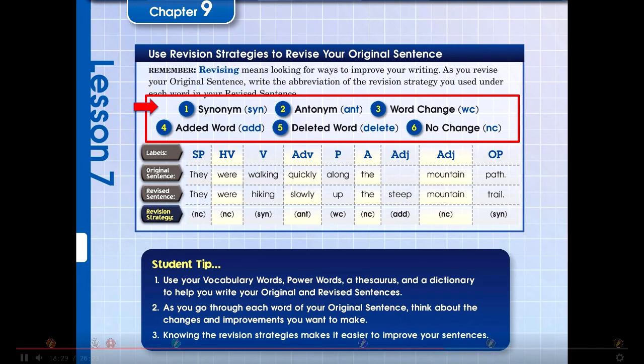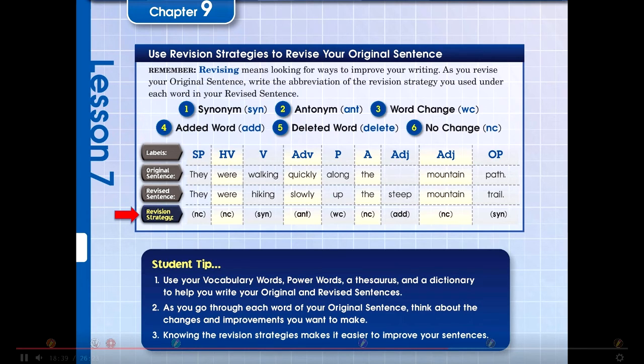These are just some of the ways that you can improve your writing. Remember, you can also add prepositional phrases anywhere in the sentence. The red arrow is pointing to the row that contains the revision strategies. If you take a look under each word, you can see the specific revision strategy that was used. When you apply the steps from reference 133, your finished product on Classroom Practice 36 will look similar to mine.